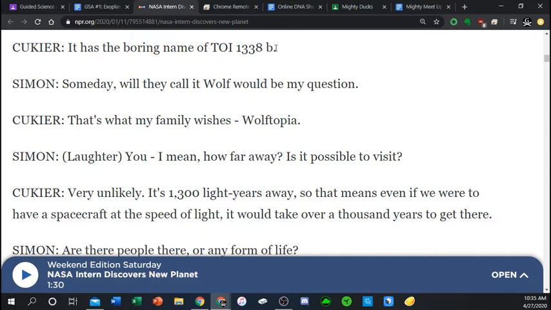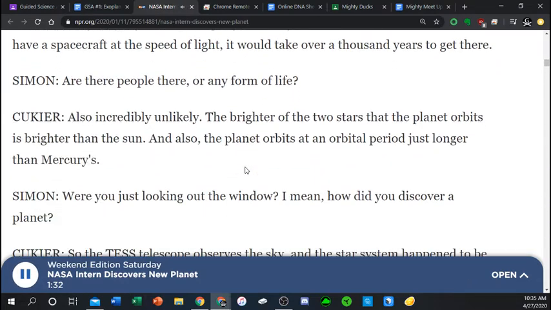And this name, TOI 1338b, TOI 1338 is the name of the star, and b is the designation for any planet. So for example, there is an exoplanet around our closest neighbor, Proxima Centauri, and the name of that exoplanet is Proxima Centauri b. A would be the star, but we don't name a star as A. Is there any form of life there?